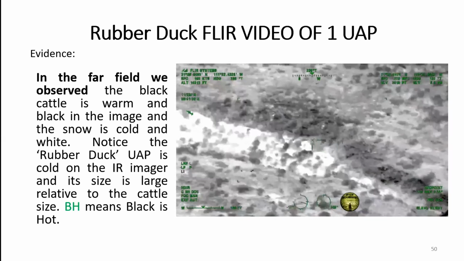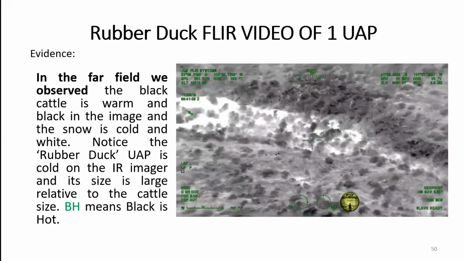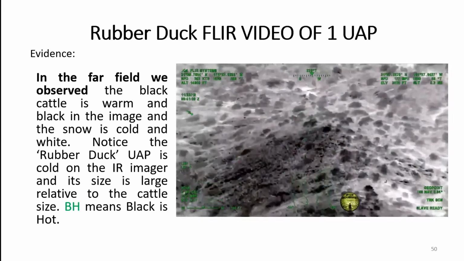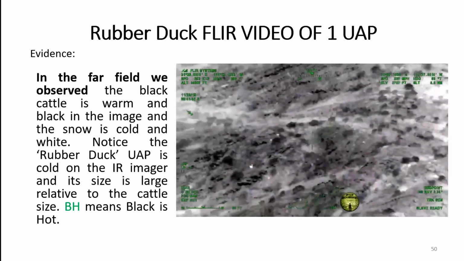In the far field, we observed the black cow is warm and black on the imager, and the snow is cold and white. Notice the rubber duck UAP is cold on the imager and its size is large relative to the cattle size. BH means black hot is hot. There's the cows. Now, obviously, it looks like the rubber duck is closer too, so that could account for the size difference.